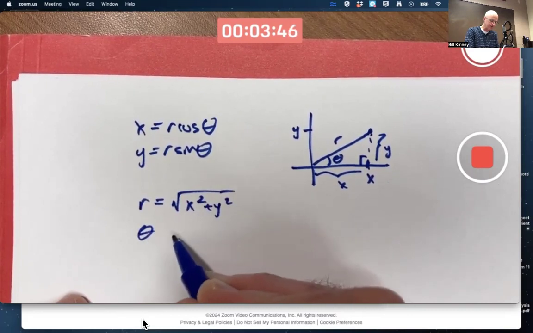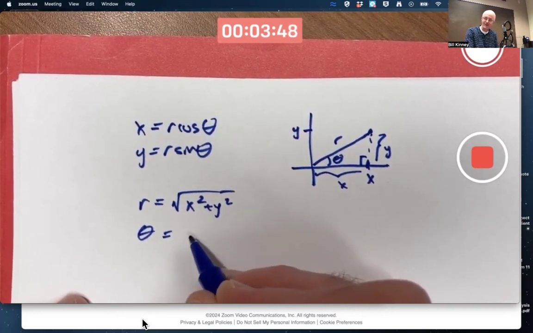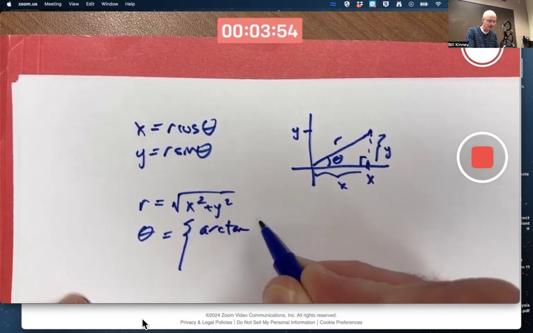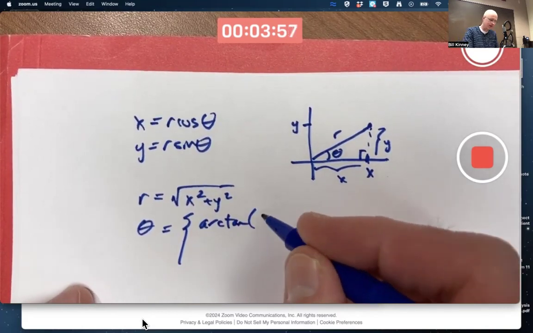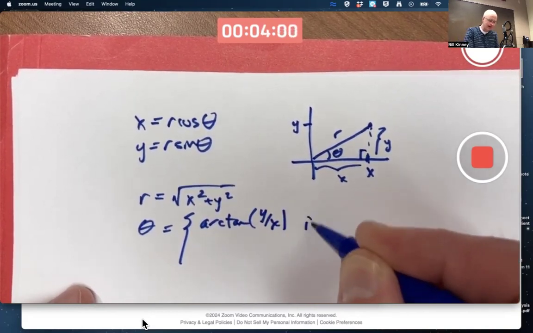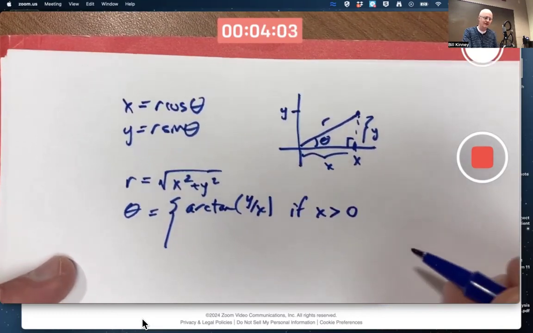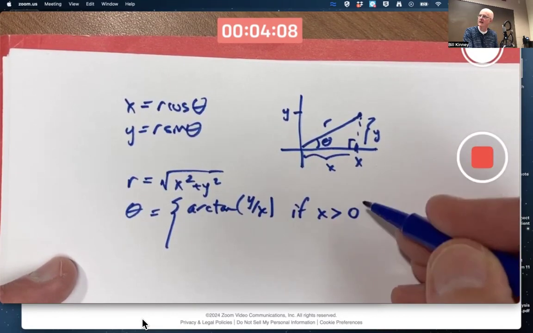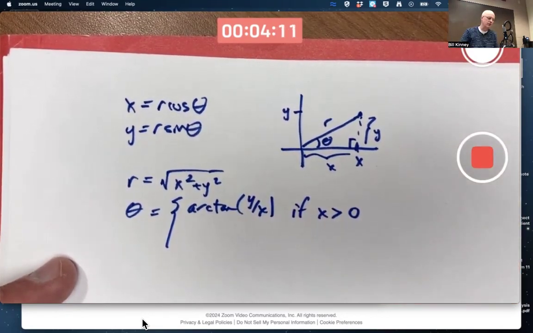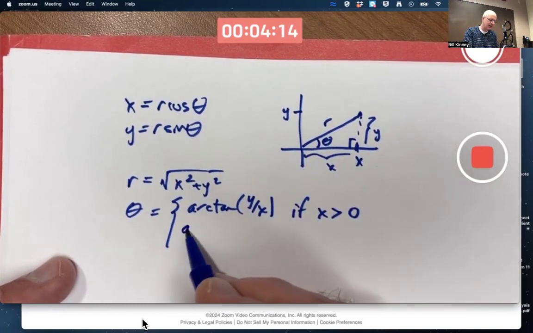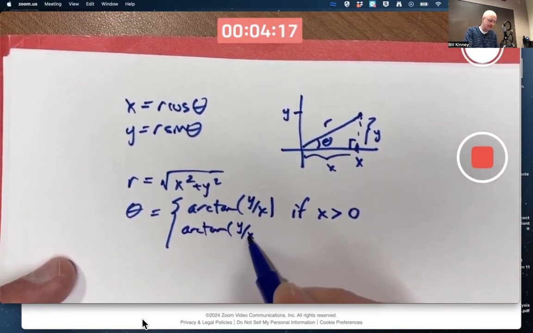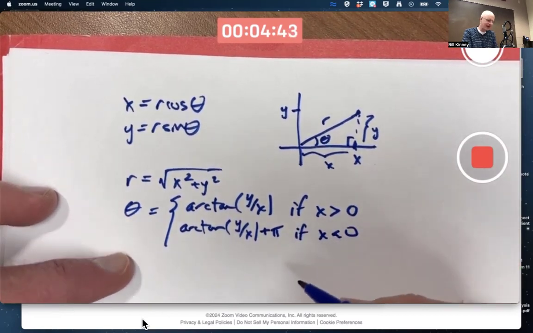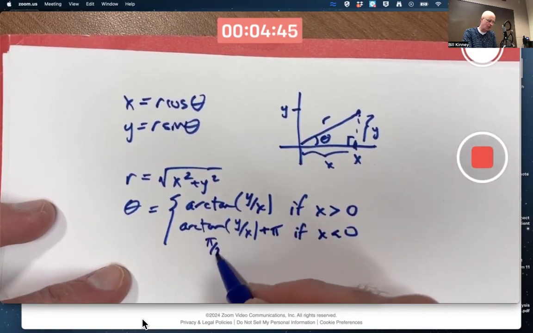And theta, well, this is a little funny. If you want to be extra precise about it, it's arctangent or inverse tangent of Y over X if X is positive, so that you're in the first or fourth quadrant, because arctangent always gives you an answer back between negative pi over 2 and positive pi over 2 radians. It's actually arctangent of Y over X plus pi if X is negative. And if X is 0, it's either pi over 2 or negative pi over 2.